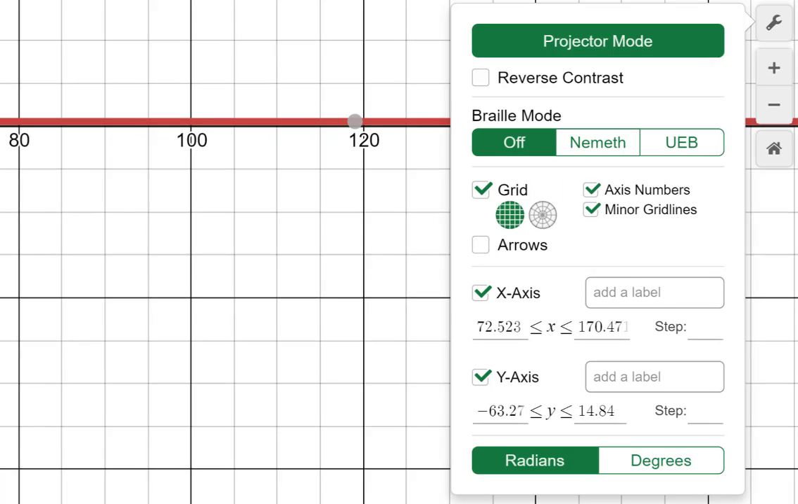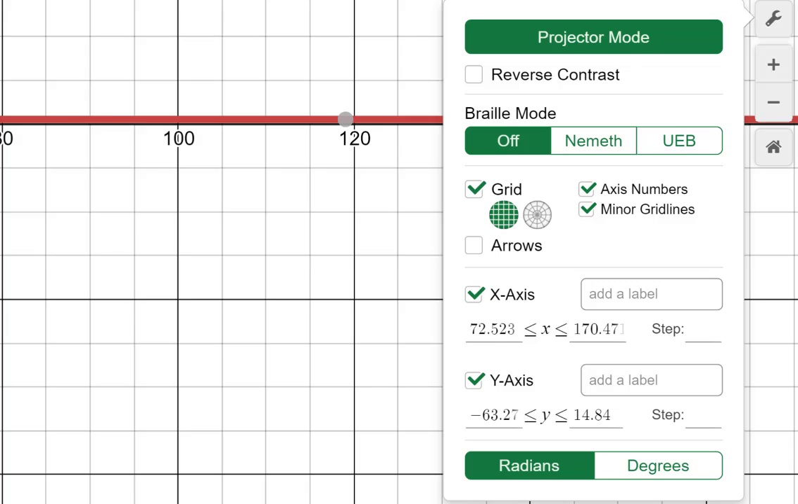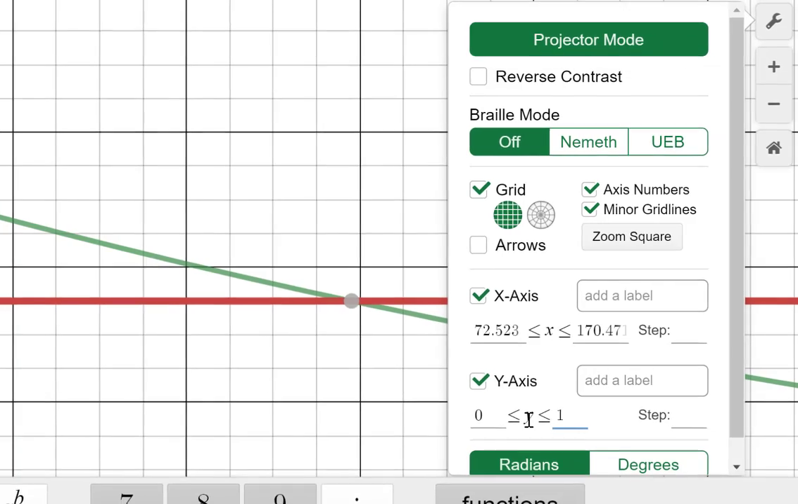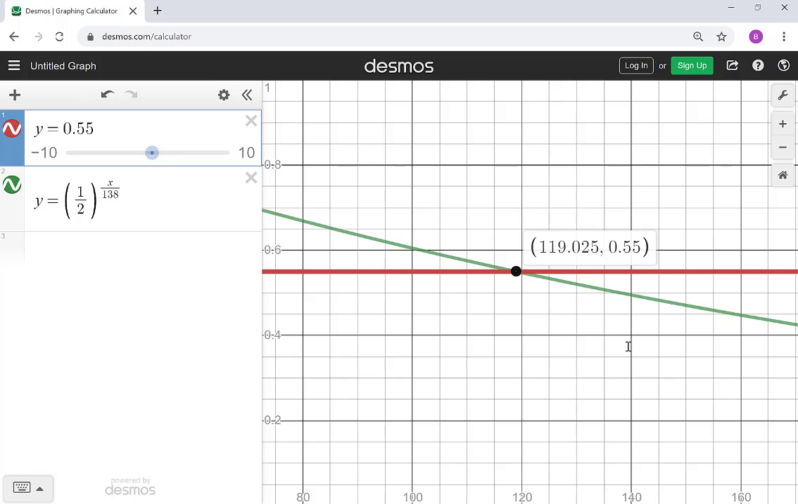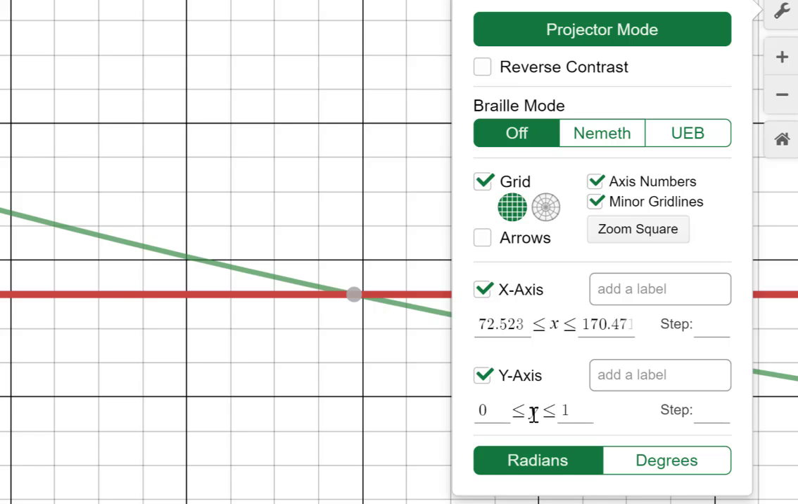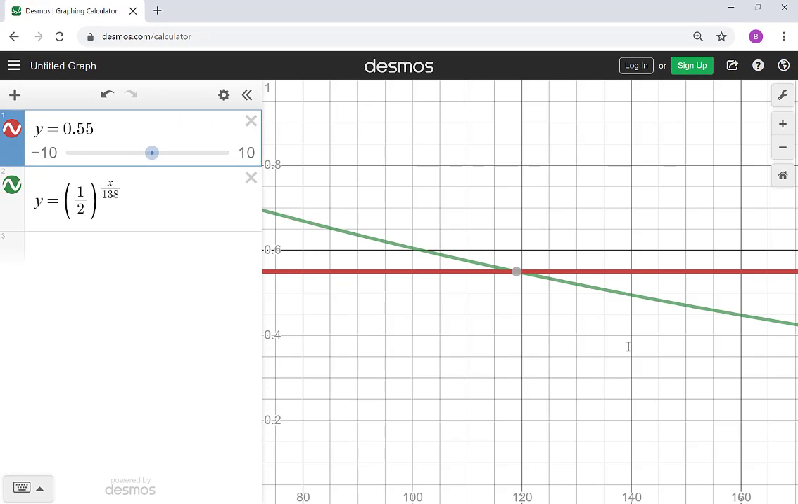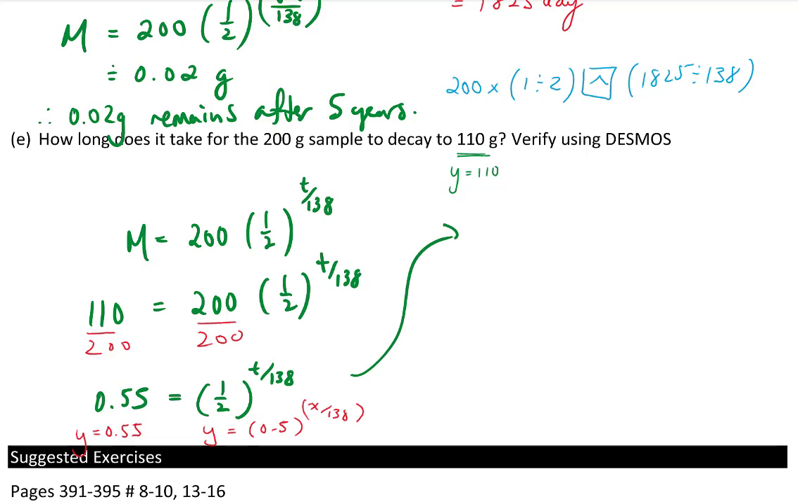If you want to make a better view, what you can do is change your y-axis. So notice I changed it from 0 to 1. So now I've zoomed in to see the graph a bit better. But again, if you look at my scale here, for my y-axis, since I was looking for a y value of 0.55, I thought, well, why not type in 0 for my low y value, 1 for my upper, and then it's easier to find my point of intersection. So we can see it's 119.02 days. Let's just say 119.